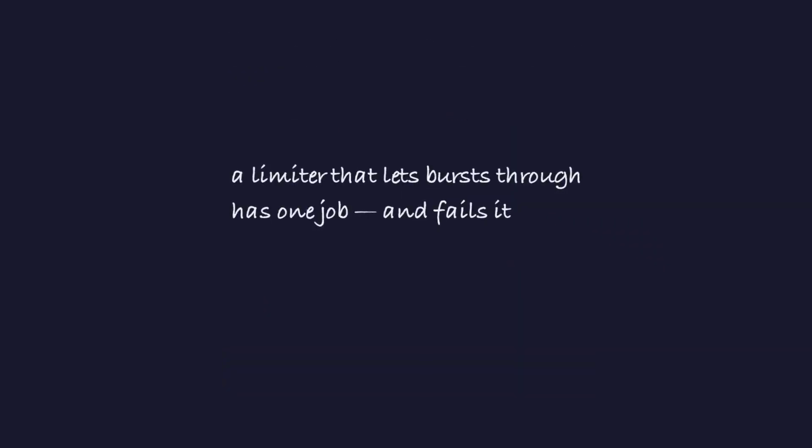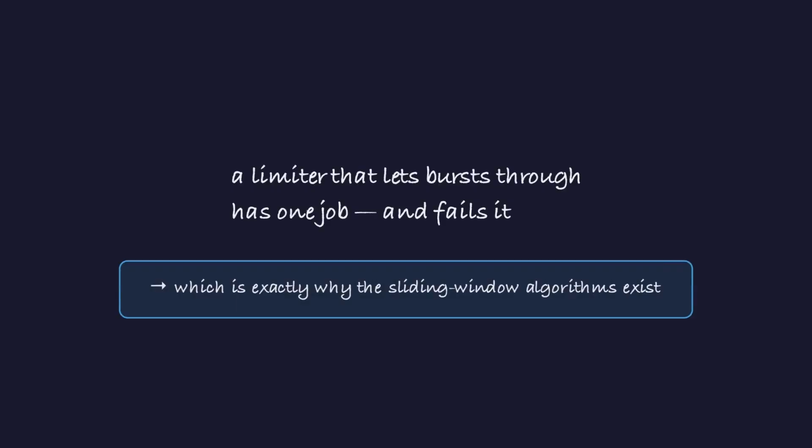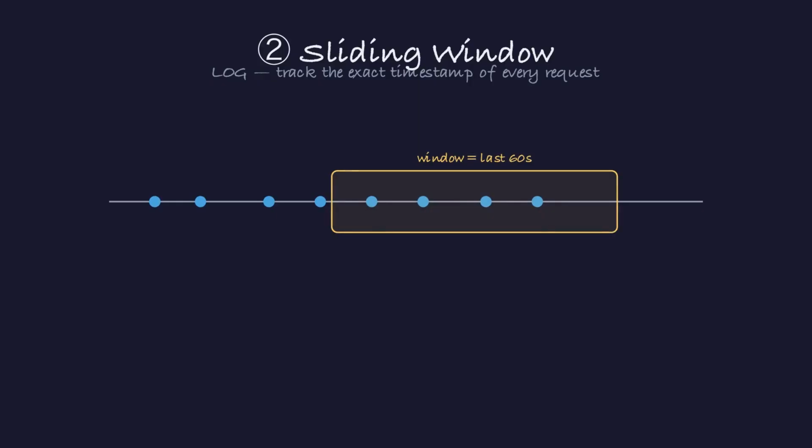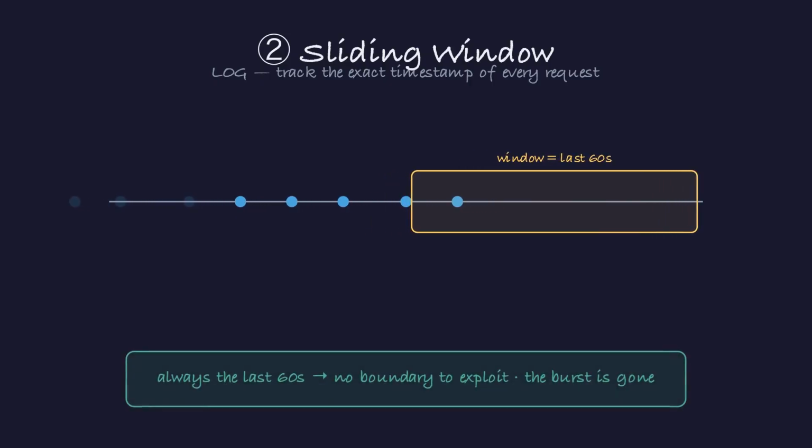For a limiter whose whole job is preventing bursts, that's a serious weakness, which is exactly why the sliding window algorithms exist. The sliding window log fixes the boundary problem by tracking the exact timestamp of every request. When a request arrives, drop every timestamp older than the window, say older than 60 seconds. Count what's left. Under the limit, allow it and log its timestamp. At the limit, reject.